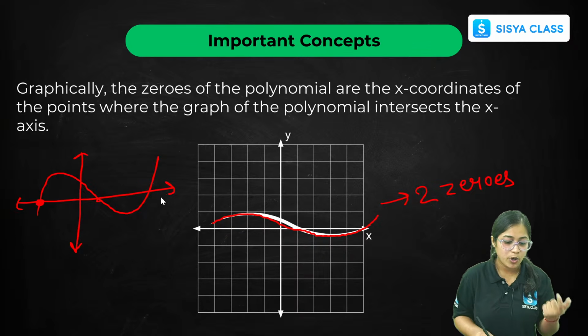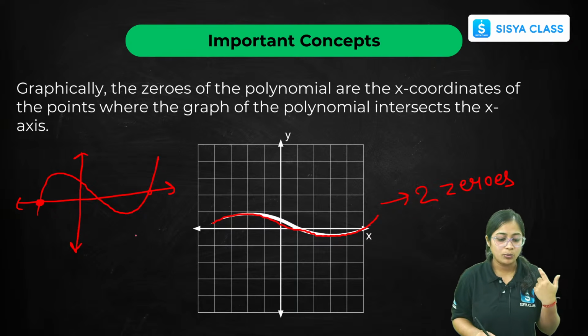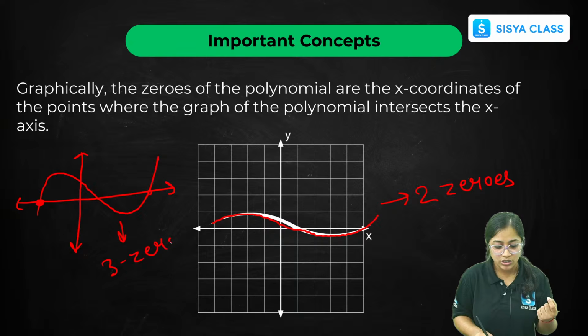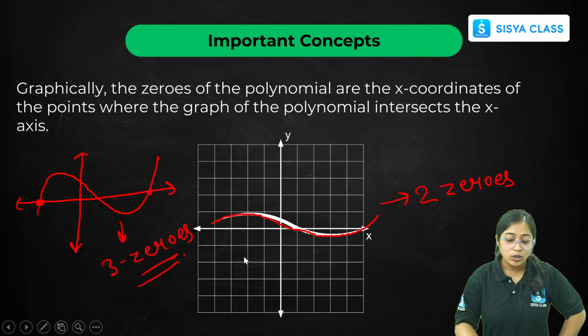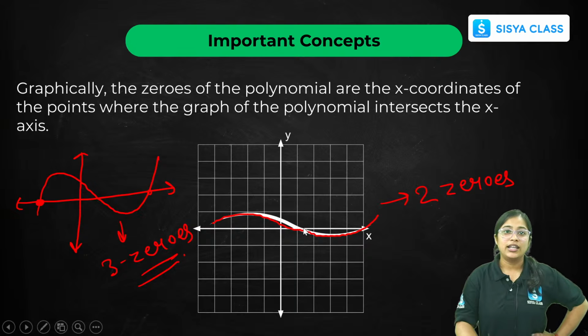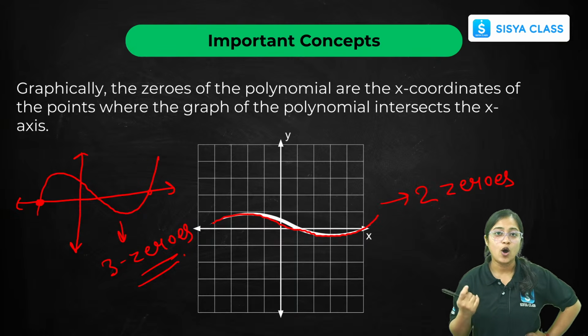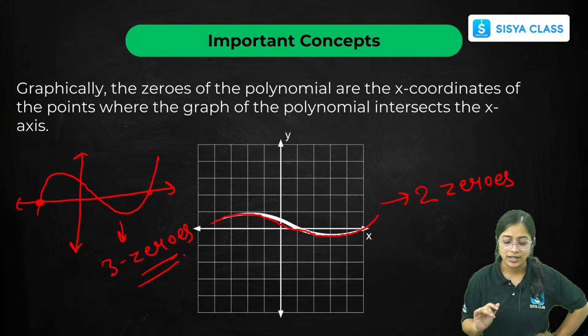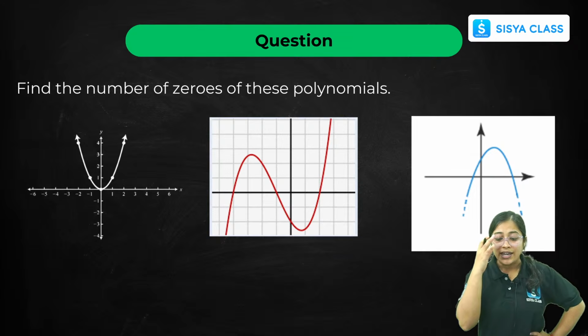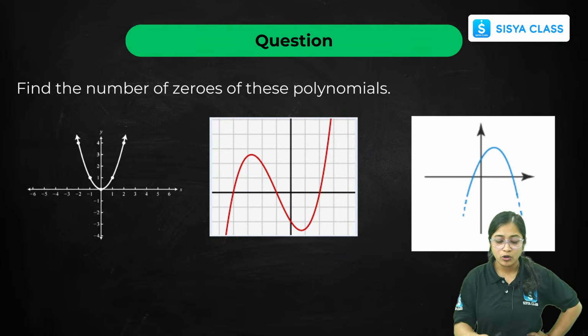This is another point, second point, and this is the third point. So how many zeros does it have? It has 3 zeros, right? Got it everyone? This is the geometrical meaning. So by looking at the graph only, you can tell how many zeros or roots your polynomial has, right? Okay. Now here I have some graphs of polynomials.